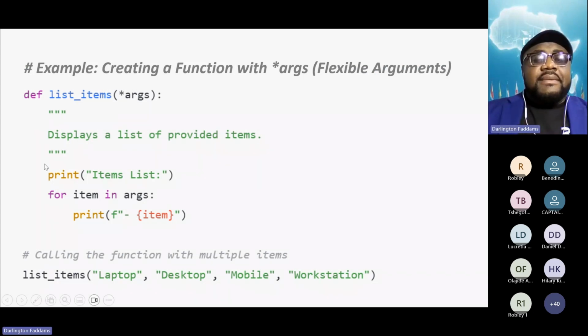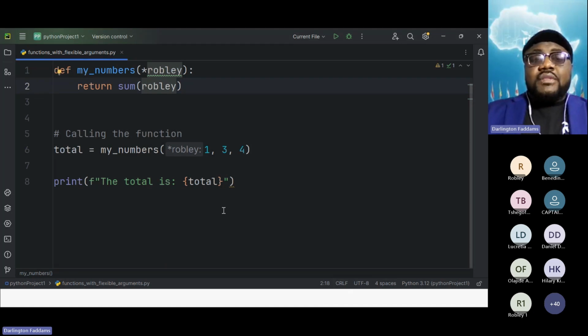All right, so over here, we have a simple Python code that is supposed to list items. And we want to see how the star asks works. Over here, the function is called list items. Star asks, we know what it does. And we have a print that says items list. Then a loop here that will print the items. Inside the loop, we'll just print each item. Then when we call it, we need to provide the items. In my previous example, we used numbers.